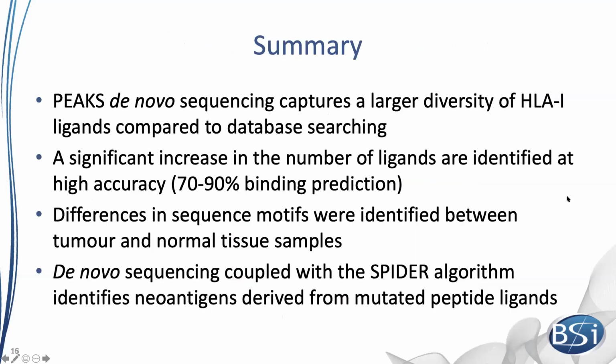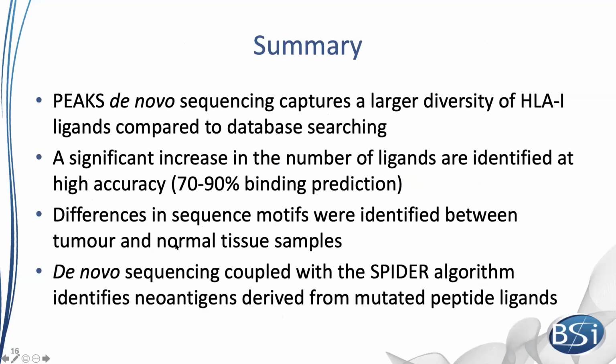So in summary, PEAKS de novo sequencing captures a larger diversity of HLA-1 ligands compared to database searching. And there's a significant increase in the number of ligands identified, with fairly high accuracy. So I predicted that of the peptides identified, 70 to 90% were predicted to bind HLA proteins. And there are differences in sequence motifs that can be identified between tumor and normal tissue samples.